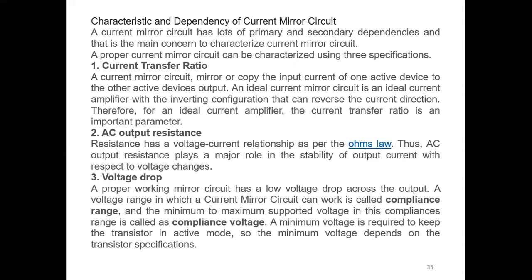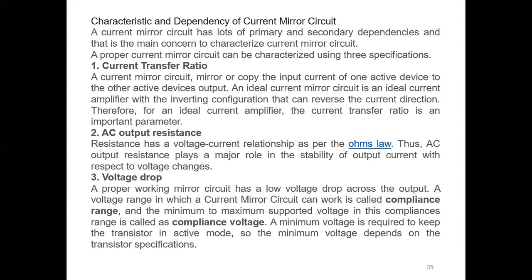When we go for a current mirror circuit, we need to know its different characteristics. One is the current transfer ratio, the second is the AC output resistance, and another is the voltage drop. The current mirror circuit mirrors or copies the input current of one active device to the other active device at the output. An ideal current mirror is an ideal current amplifier with an inverting configuration that can reverse the current direction. Therefore, for the ideal current amplifier, the current transfer ratio is an important parameter.